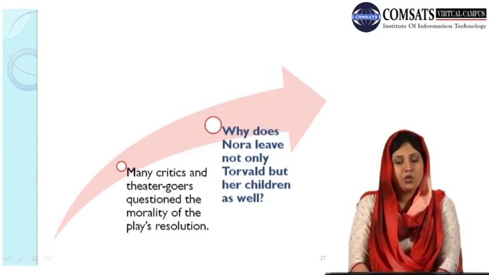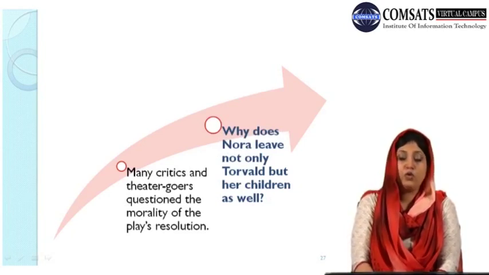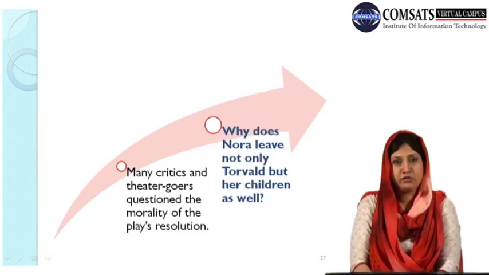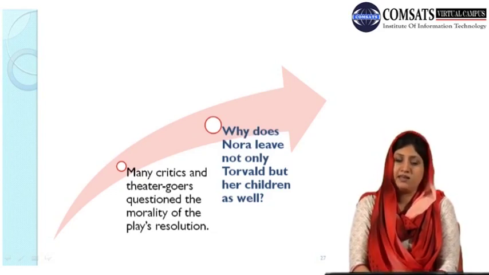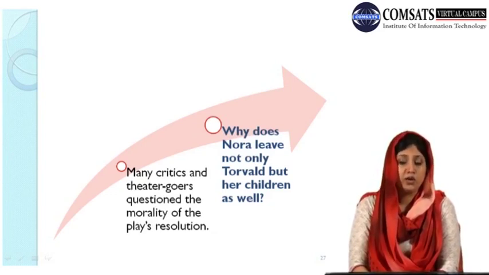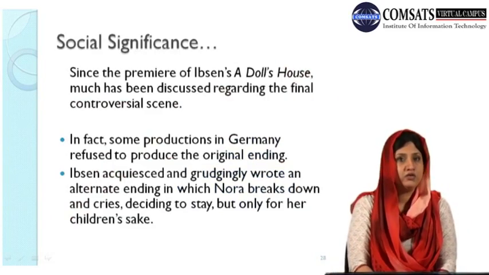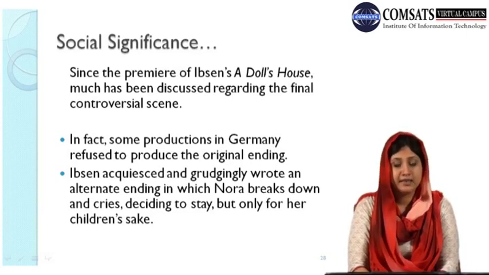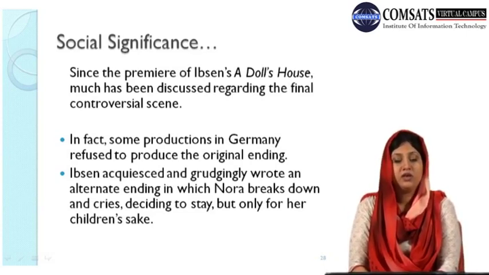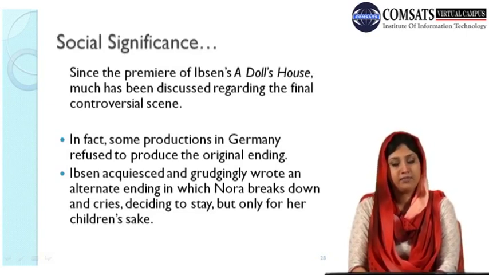Many critics and theater goers who would go to watch this play question the morality of the play's resolution, where Nora leaves her husband and her kids. And they ask, why does Nora leave not only Torvald but her children as well? And that is why we see the social significance of this ending. Since the premiere of Ibsen's A Doll's House, much has been discussed regarding the final controversial scene. In fact, some productions in Germany refused to produce the original ending.